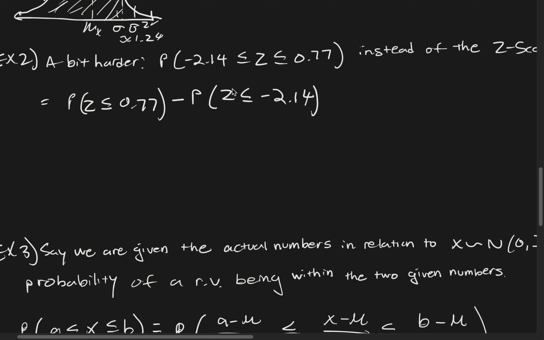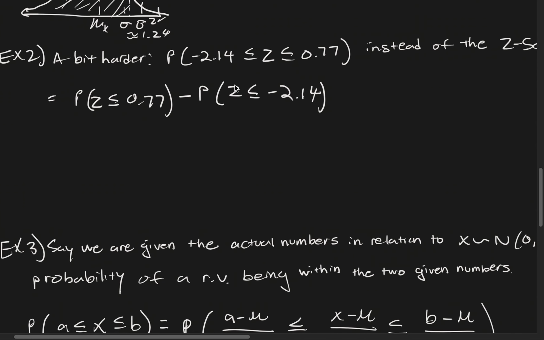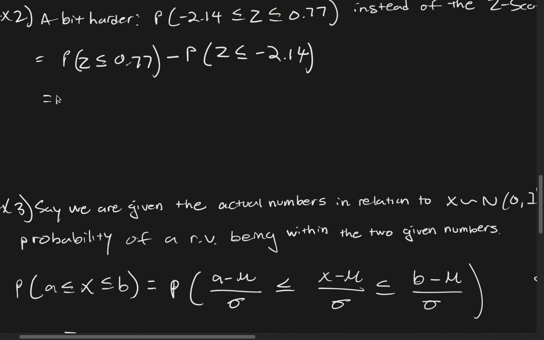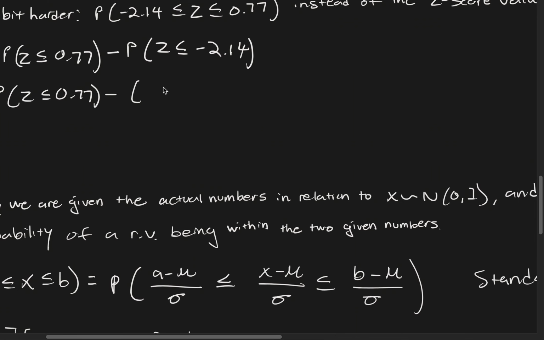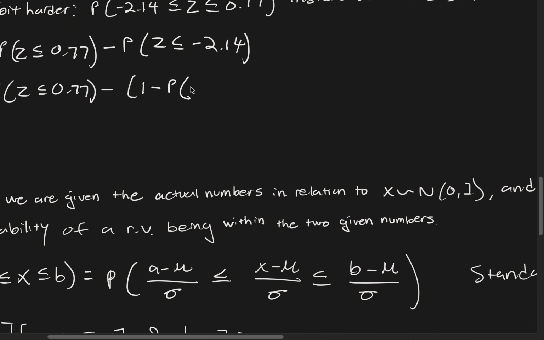And so, when we're using a cumulative density function, the negative values for the z-scores aren't available. So we have to rewrite this in a way where we can utilize positive values instead. The probability of z being equal or less than negative 2.14 can be written out as 1 minus the probability of z being equal or less than 2.14.